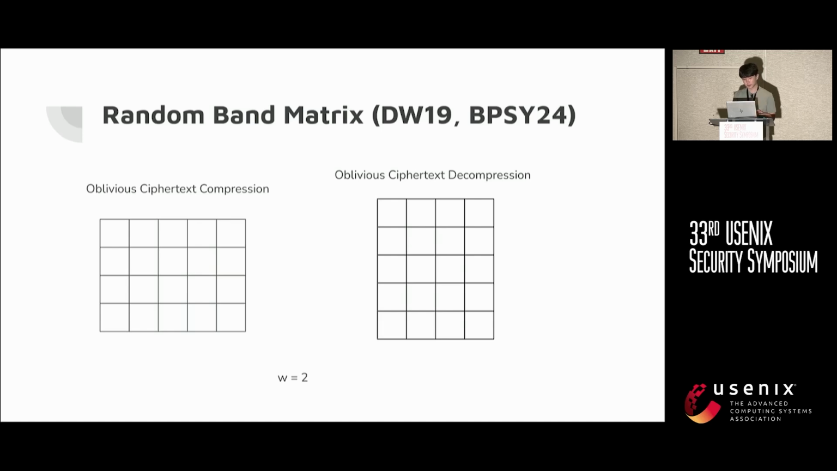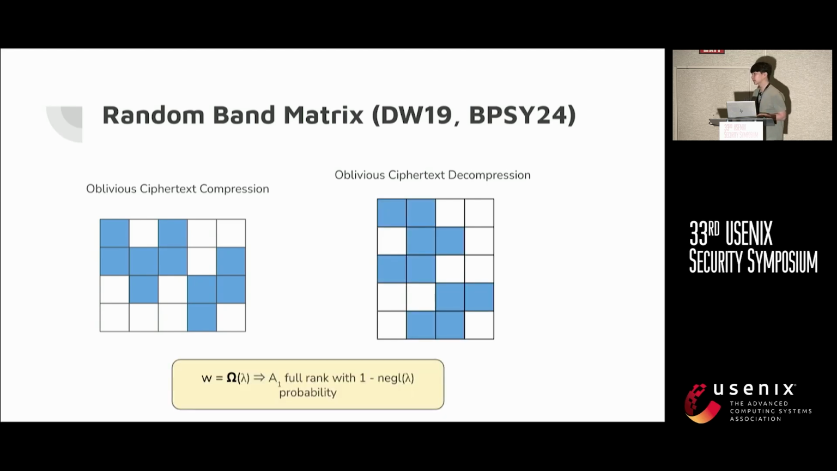So for the Oblivious Ciphertext compression problem, what we do is we generate the matrix column by column randomly. But instead of generating a completely random column vector, we only choose a small window band for each column and generate random entries within that band only. So it might look something like this. And we do something similar for the Oblivious Ciphertext decompression problem, but we do this by row instead. And it turns out that if this band length parameter w is sufficiently long, then the matrix A1 is full rank with overwhelming probability.